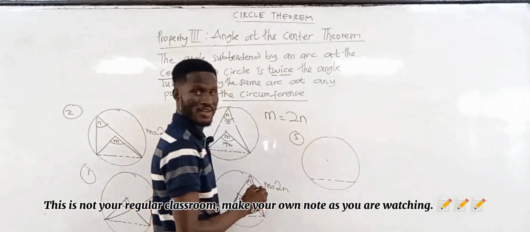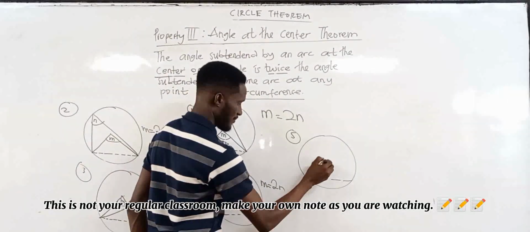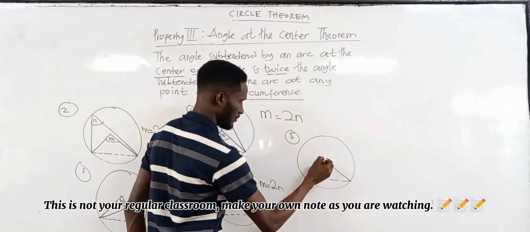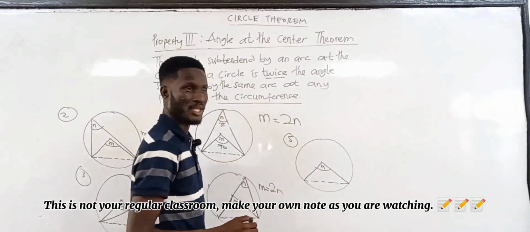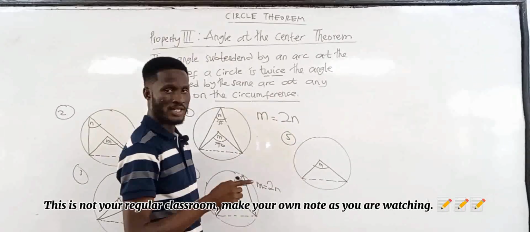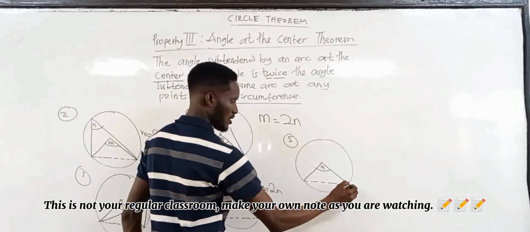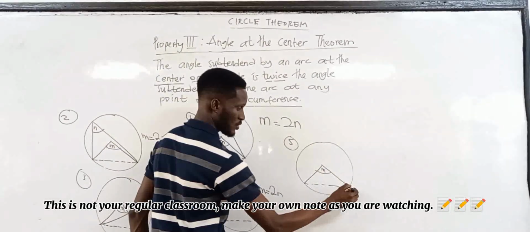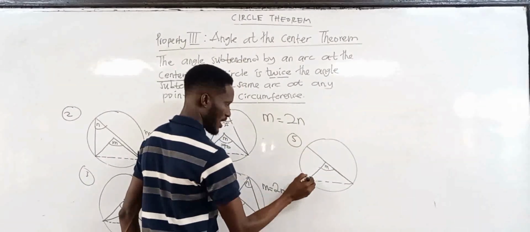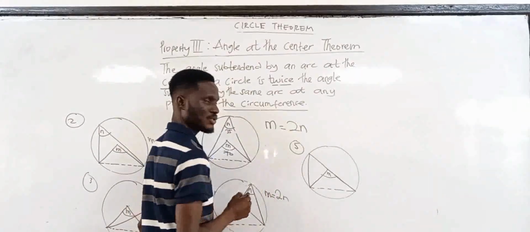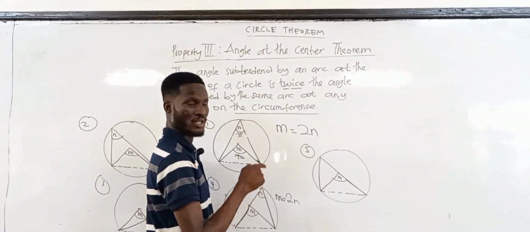Now this is the center of a circle. So this is the center. Now the angle formed at the center is M. Another angle is forming at the circumference of a circle. So we are going to the circumference of a circle. So this one comes here. Okay, this one is forming an angle at the circumference of a circle.